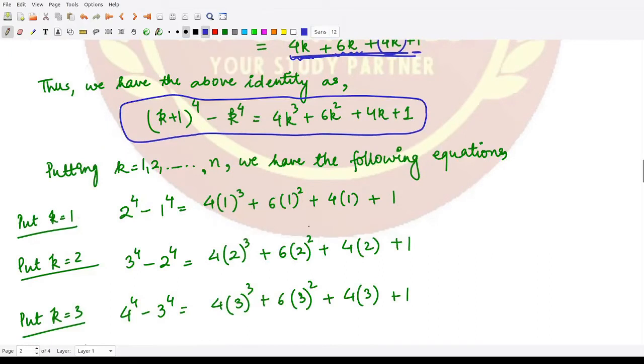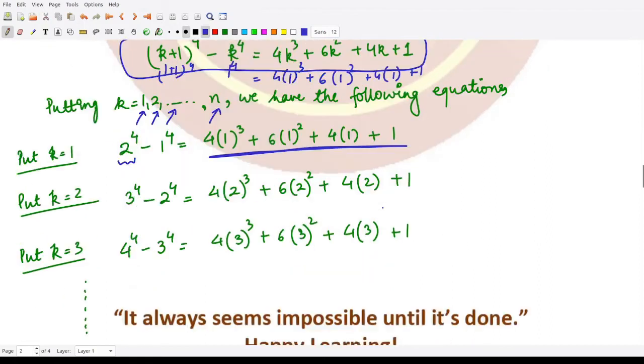So what we are doing here is substituting the values of k as 1, 2, 3, and so on up to n. So we would have these equations. When you substitute the value 1, you would have 1 plus 1 raised to power 4, which is 2 raised to power 4, minus 1 raised to power 4, that is 4 into 1 cube plus 6 into 1 square plus 4 into 1 plus 1. Don't try to solve this right hand side, because we will be utilizing this kind of structure further on in the proof. You'll be seeing this in a moment.